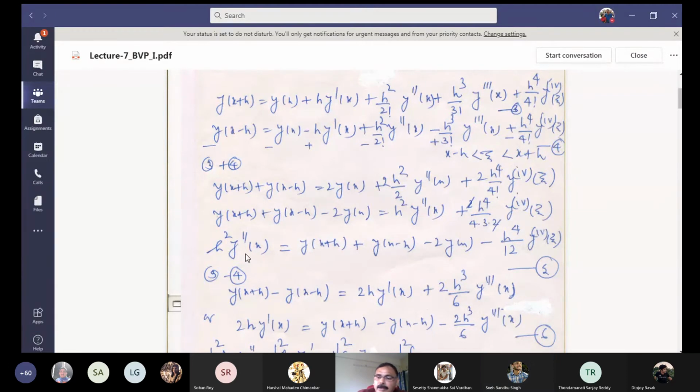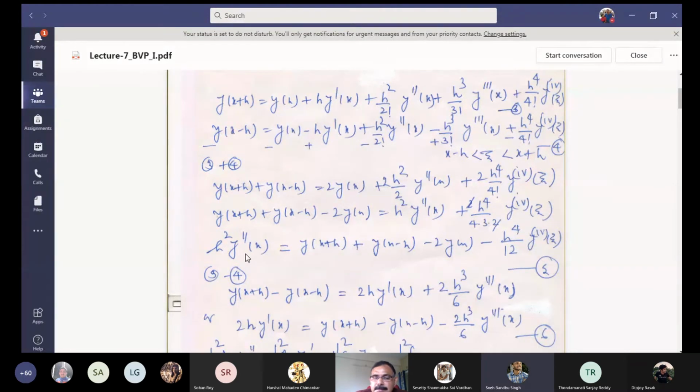Now write down this. Write down on your paper register. That is h square y_k double prime equal to, if you write y_k double prime, then it will become what? y_{k+1} plus y_{k-1}, right? Minus 2y_k. Is this clear? Is this clear?